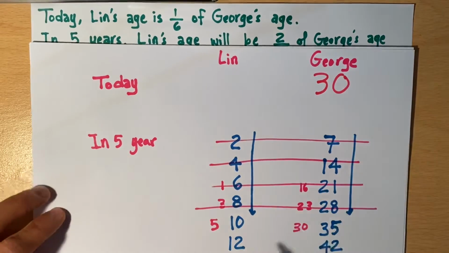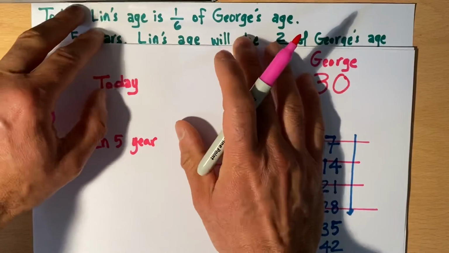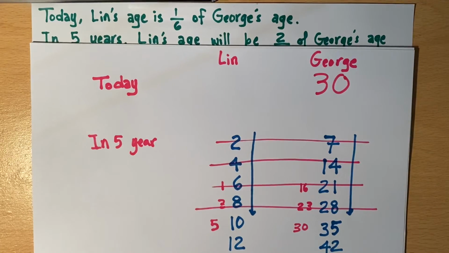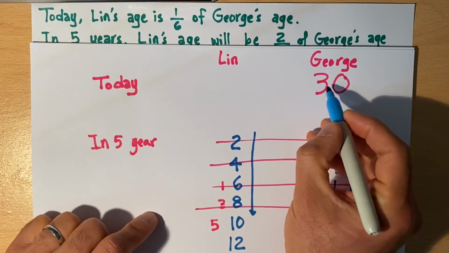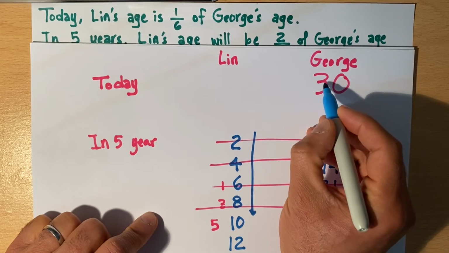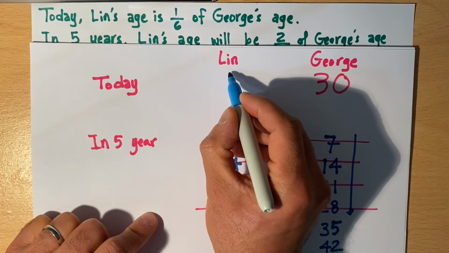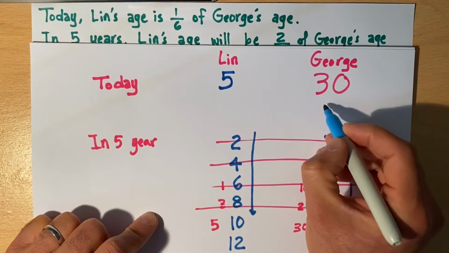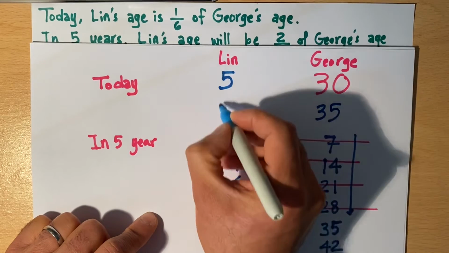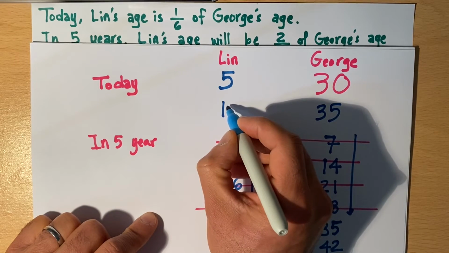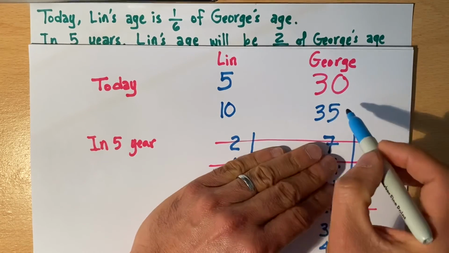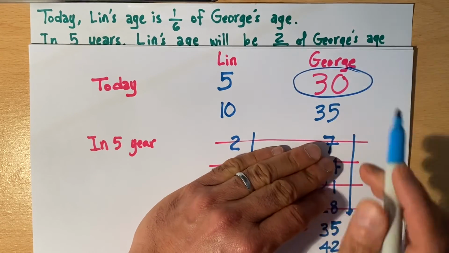And the final answer to the question is 30. George is 30 today. And we know that that's going to add up very quickly. Lynn is 1/6, so 5. In 5 years, George is going to be 35 and Lynn is going to be 10. And 35 and 10 is our winning combination. And the final answer is George is 30.